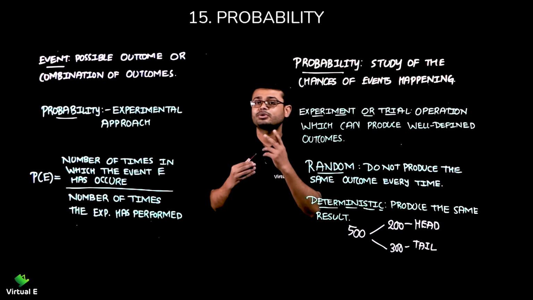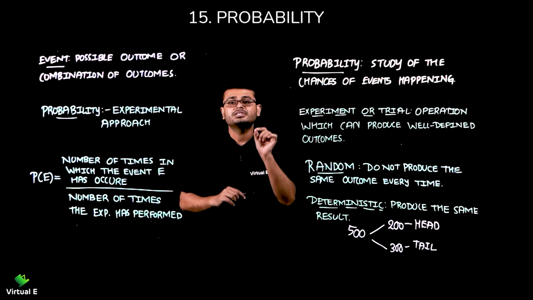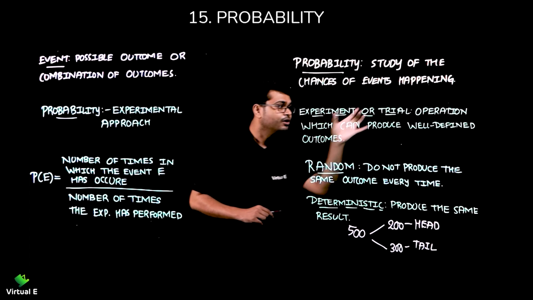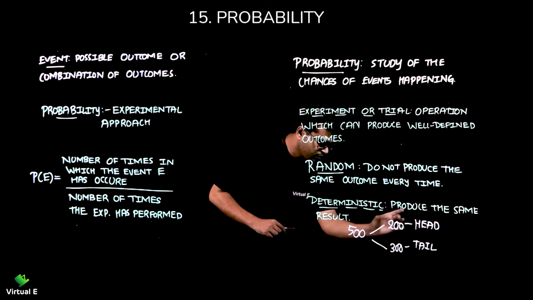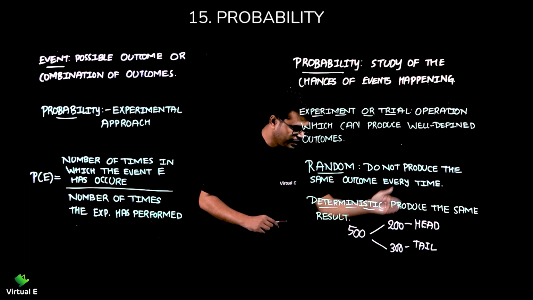Previously we were having only 2 outcomes for the coin, but here we have 500. But remember, it's about the experiments. We have run that experiment or trial 500 times, and this is the outcome. We get it 200 times head, 300 times tail.